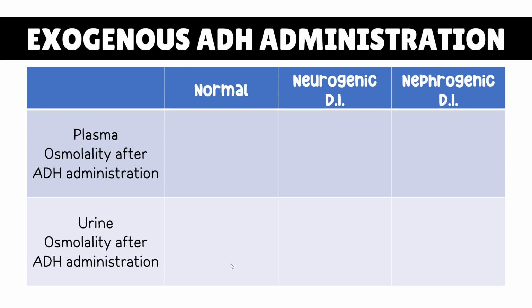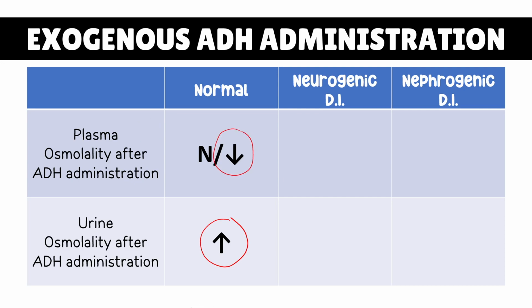And by doing exogenous ADH administration, we would be able to know whether the patient has neurogenic or nephrogenic DI. So try to look at our result. Of course, in normal kids, even if we give ADH, plasma osmolality could either be normal or decrease, because normally there is ADH naman talaga in the body. So meaning to say, urine osmolality increases here because there is water reabsorption, and since the water goes to the circulation, plasma osmolality goes down.